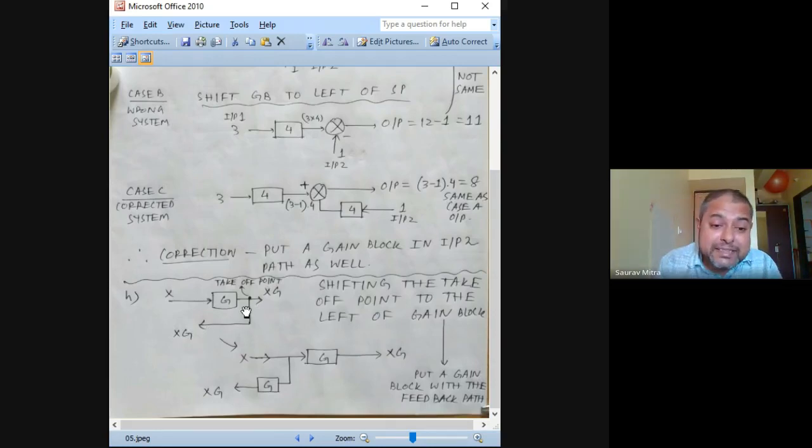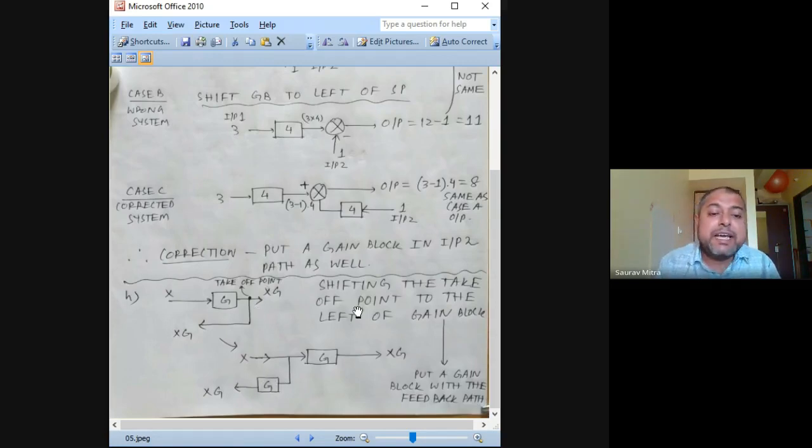But if you are taking this takeoff point before this gain block, like here, this x is not getting multiplied with g. In the top diagram, the signal is getting multiplied with g, and then you are taking it as feedback. But in the below diagram, the signal is not getting multiplied with g. So whatever signal you are taking back will be x only, but what you want is actually xg. Hence, here also you have to do the correction by inserting a g block in the takeoff point feedback path.